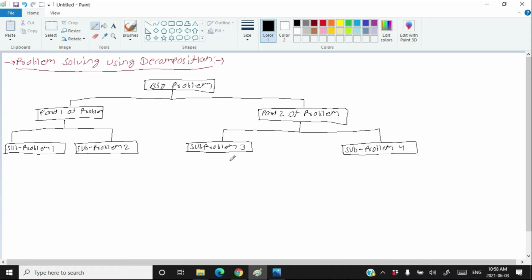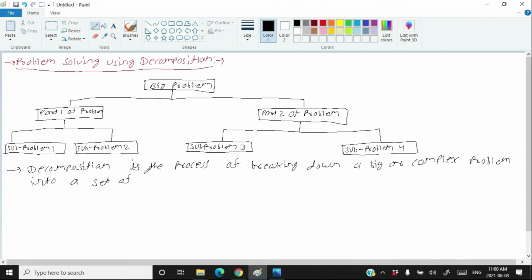Then you find the solutions for smallest subproblems. Further you combine those solutions to get the solution for the big problem. Therefore, this is called the decomposition. Therefore, decomposition is the process of breaking down a big or complex problem into a set of smaller sub-processes to allow us to describe, understand, or execute the problem better.